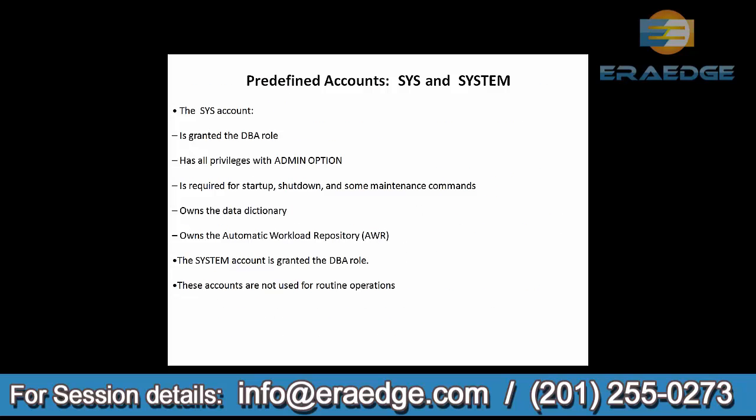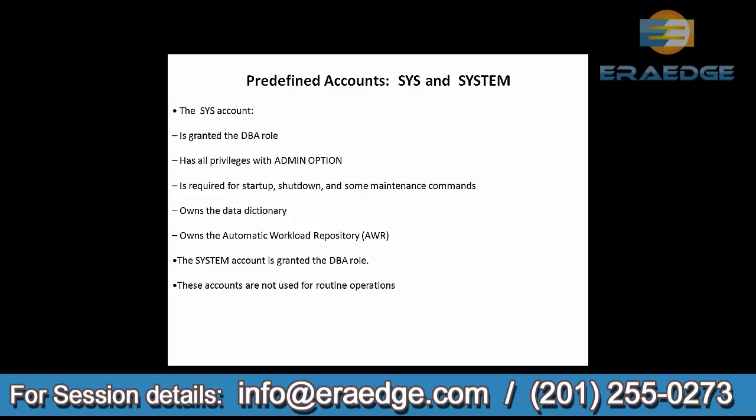Right. So there are two predefined system accounts in your database, that is SYS and SYSTEM. We've already seen two table spaces also, right? SYSTEM and SYSAUX. So those two table spaces belong to these two accounts. SYS is granted the DBA role. There's a role in your database called database administrator, which has all the administrative privileges and access required to perform administrative tasks. So this SYS account is granted that role by default. It has all the privileges with admin option.